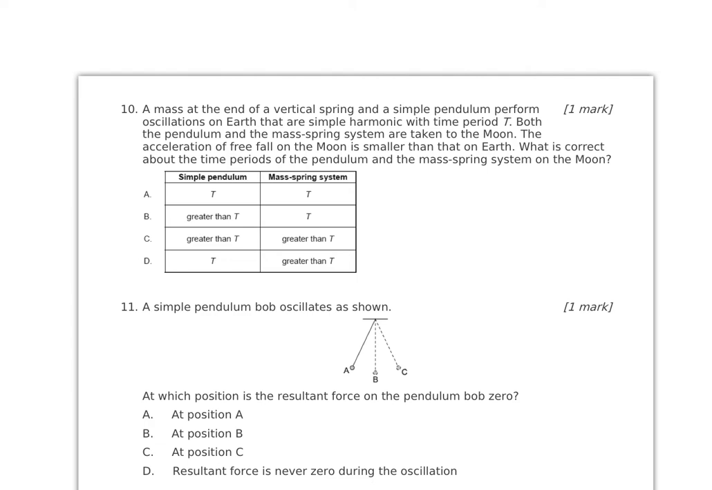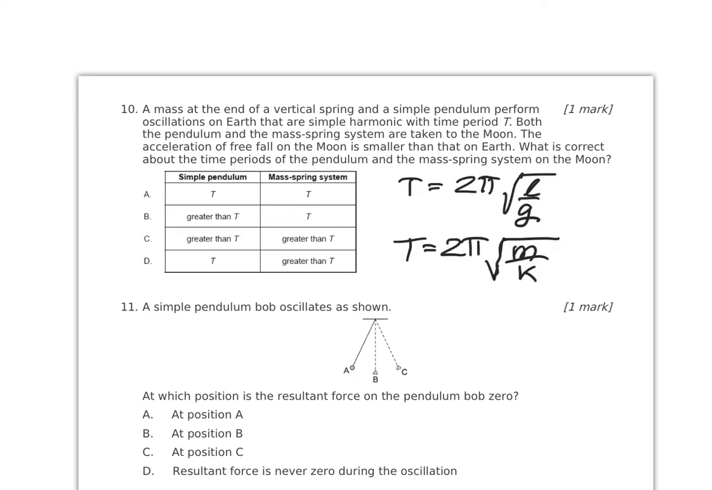Well, let's look at the periods for pendulum and mass spring. Okay, we can see that for mass spring, the acceleration due to gravity has no effect, so taking it to the moon will not affect its period. So mass spring will have the same period, so it's either A or B. But the moon has a smaller acceleration due to gravity than the Earth does.